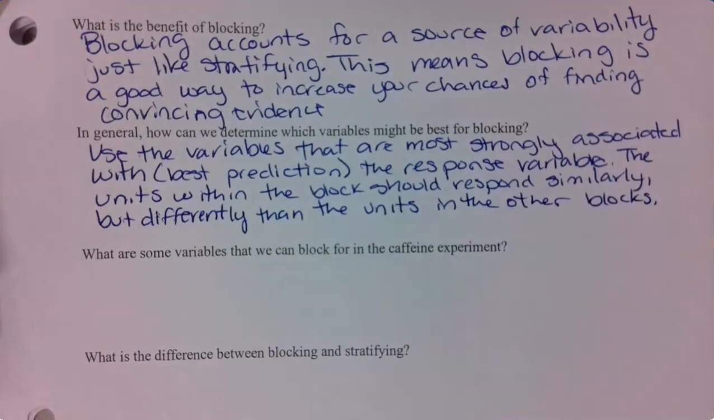So each thing in my group should respond similarly to each other, but differently from other blocks. So like in the math ones, even though the geometry groups didn't show huge improvements, they were similar to each other.